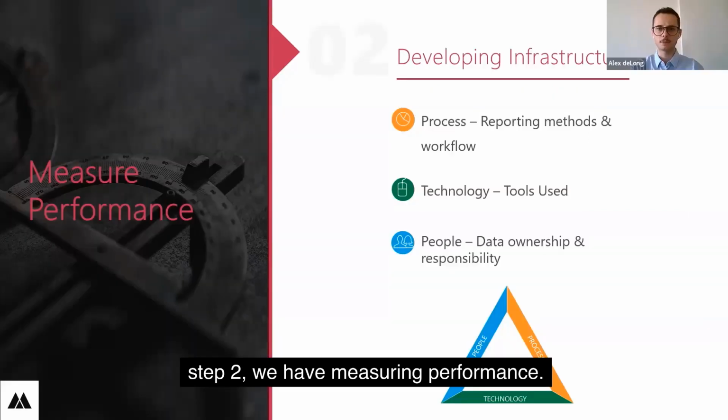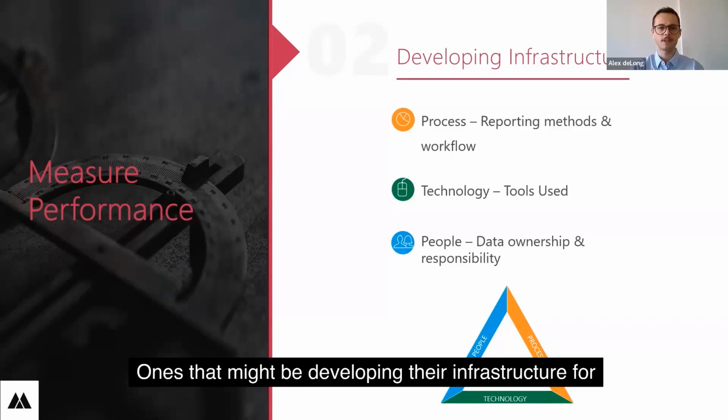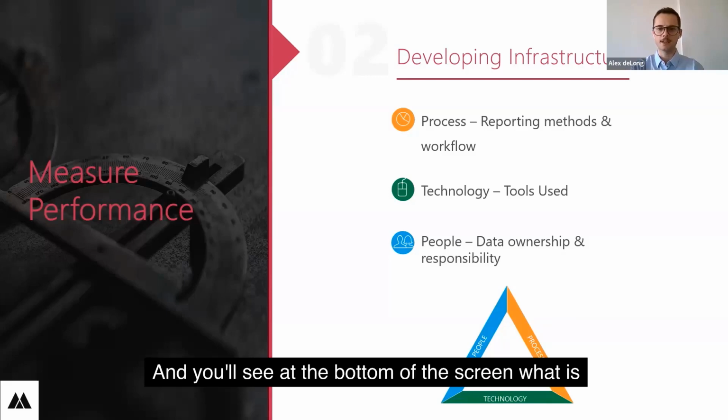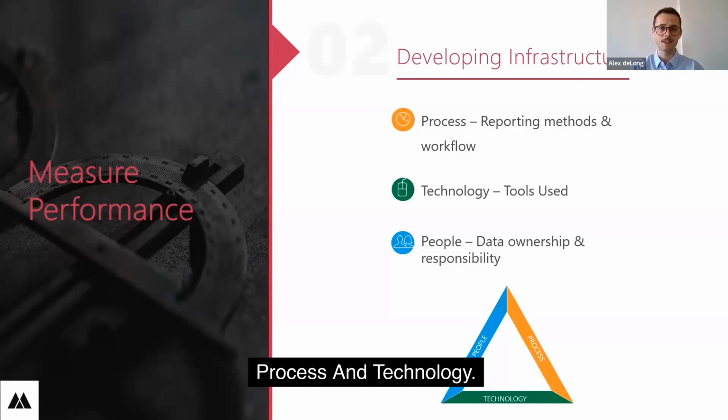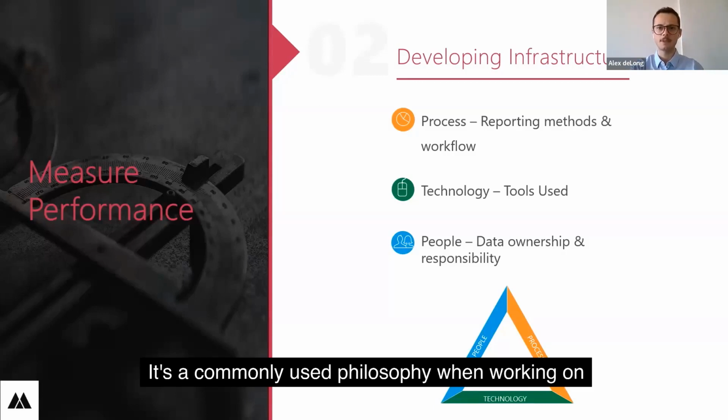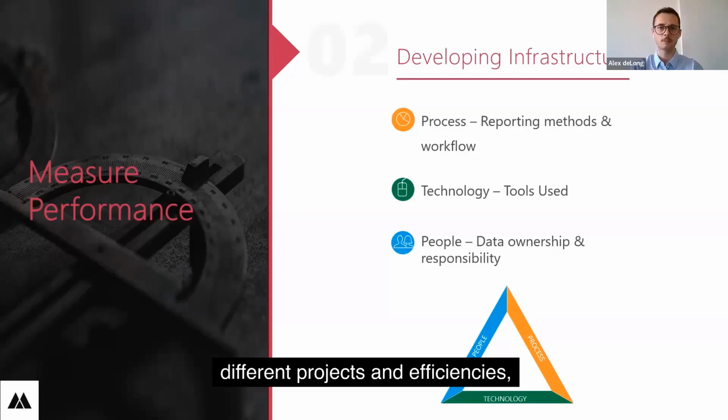Step two, we have measuring performance. And again, we're going to look at a less mature organization first, ones that might be developing their infrastructure for reporting and measuring. And you'll see at the bottom of the screen what is sometimes referred to as the golden triangle of people, process, and technology. It's a commonly used philosophy when working on different projects and processes, and it's no different here.